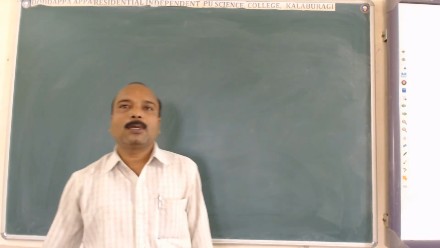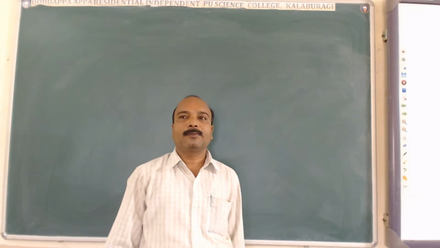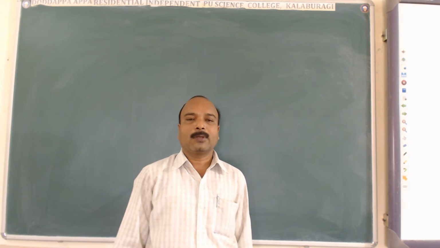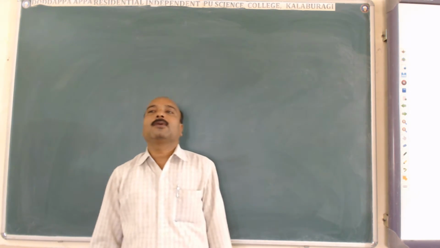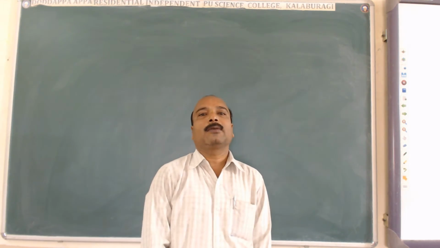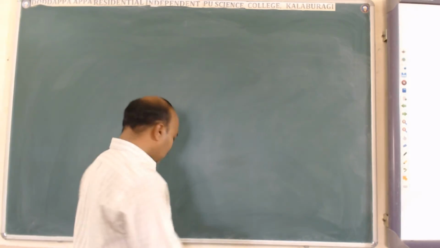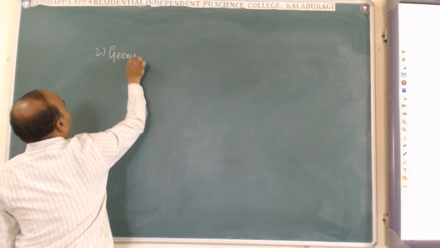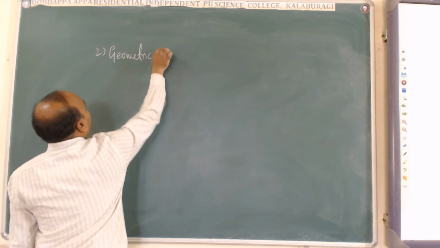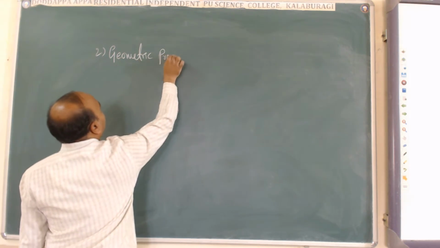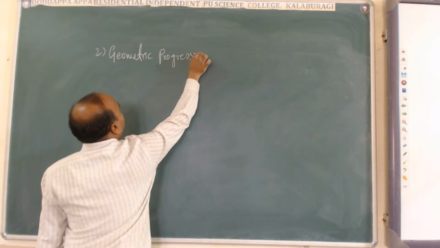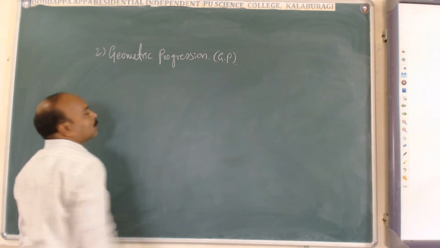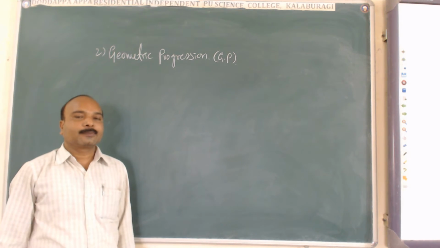Now after this we have studied arithmetic progression, that is AP, and some examples on arithmetic progression. Now we go for the next progression, that is geometric progression. Second one, geometric progression. It is shortly written as GP, geometric progression.